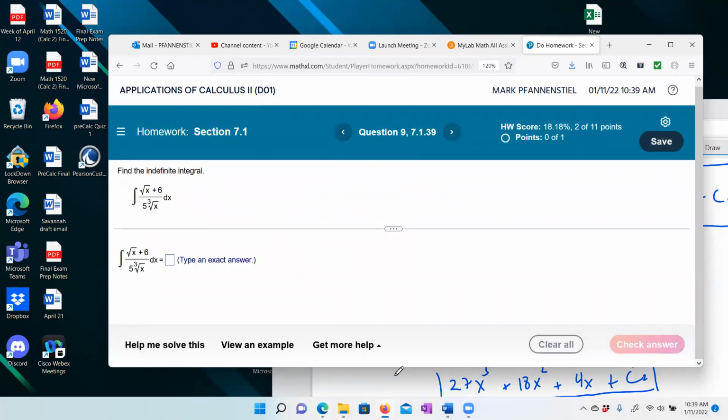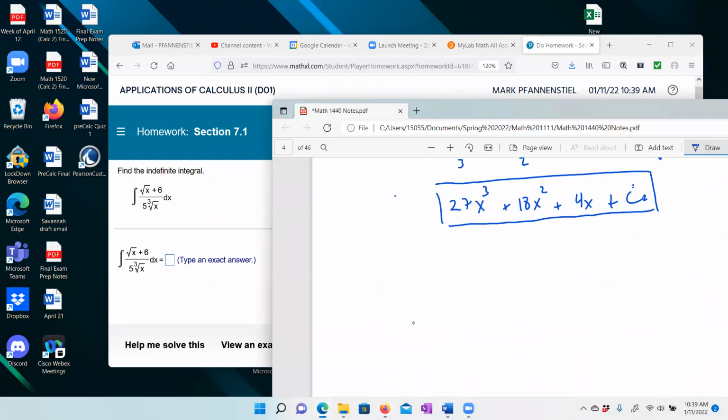Okay, for this one, we have the square root of x plus 6 divided by 5 cube roots of x. That looks delightful, doesn't it? The issue with this one is that a lot of students want to do this. They want to say, well, we have an f of x divided by g of x. This top part is the f, the bottom part is the g, and they want to do this.